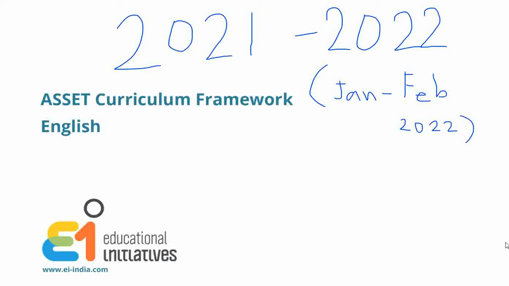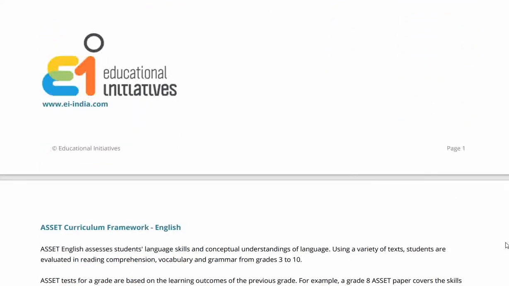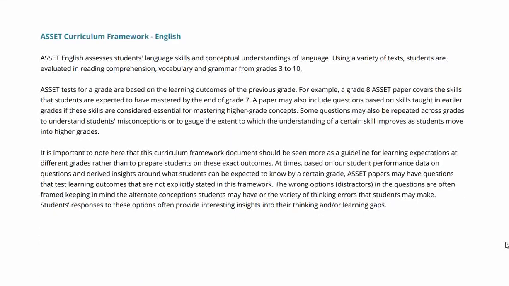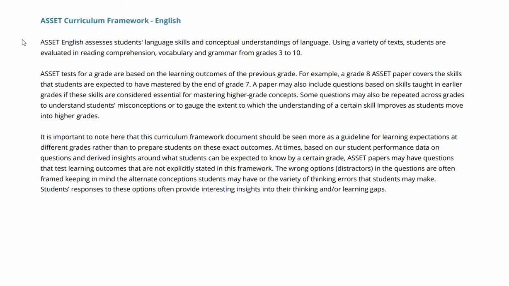So this curriculum is very brief, but it is very deep. That means you need to focus on the skills. Asset curriculum framework in English, Asset English assesses students' language skills, conceptual understanding of language, using a variety of texts. That means unseen texts will be given to you, passages. Students are evaluated in reading comprehension, vocabulary, and grammar from grades 3 to grade 10. A chart will be shown to you shortly where you can see where the set of skills begin.